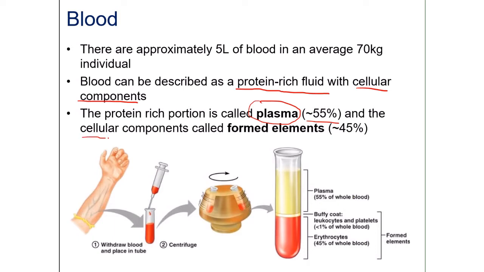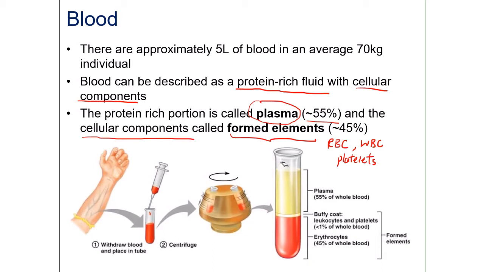The cellular components are called formed elements. So these formed elements include things like RBC, red blood cells, white blood cells, as well as platelets, and we're going to look into these cells in more details in the upcoming slides. But they are the formed elements, and they make up 45% of your total blood volume.